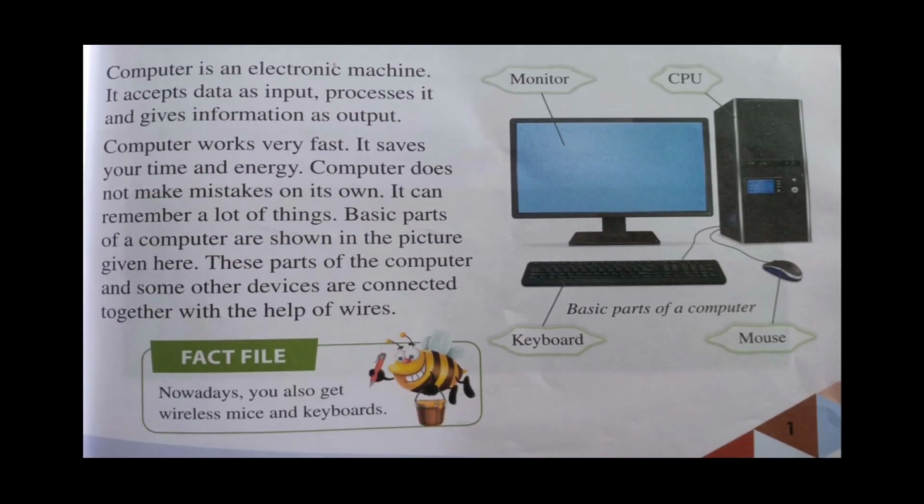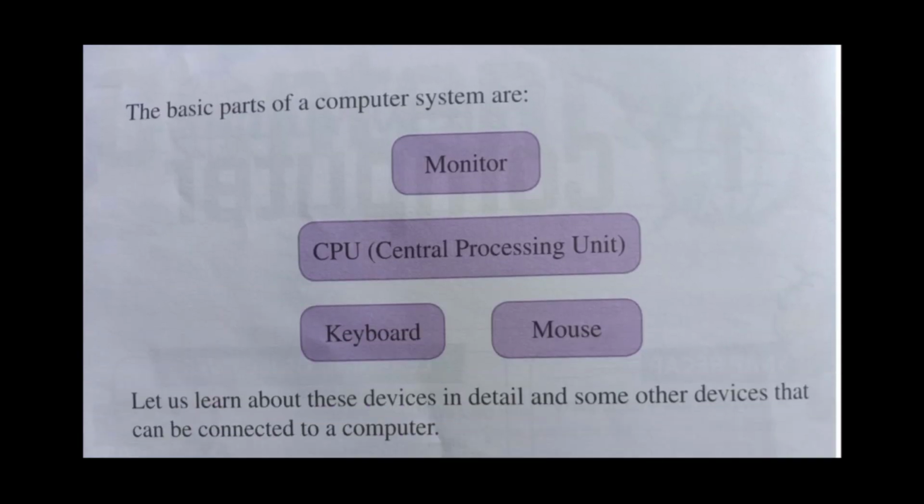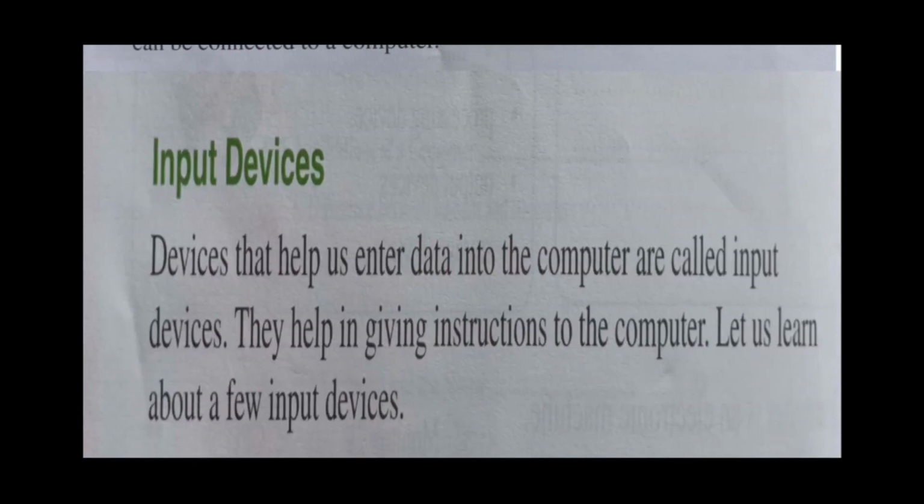Okay children, we have already discussed that the basic parts of a computer are four: monitor, CPU, keyboard and mouse. We all know computer is an electronic machine. It accepts data as an input, processes it and gives information as an output. Computer works very fast. It saves your time and energy, and it never makes mistakes. These are the four basic parts of a computer.